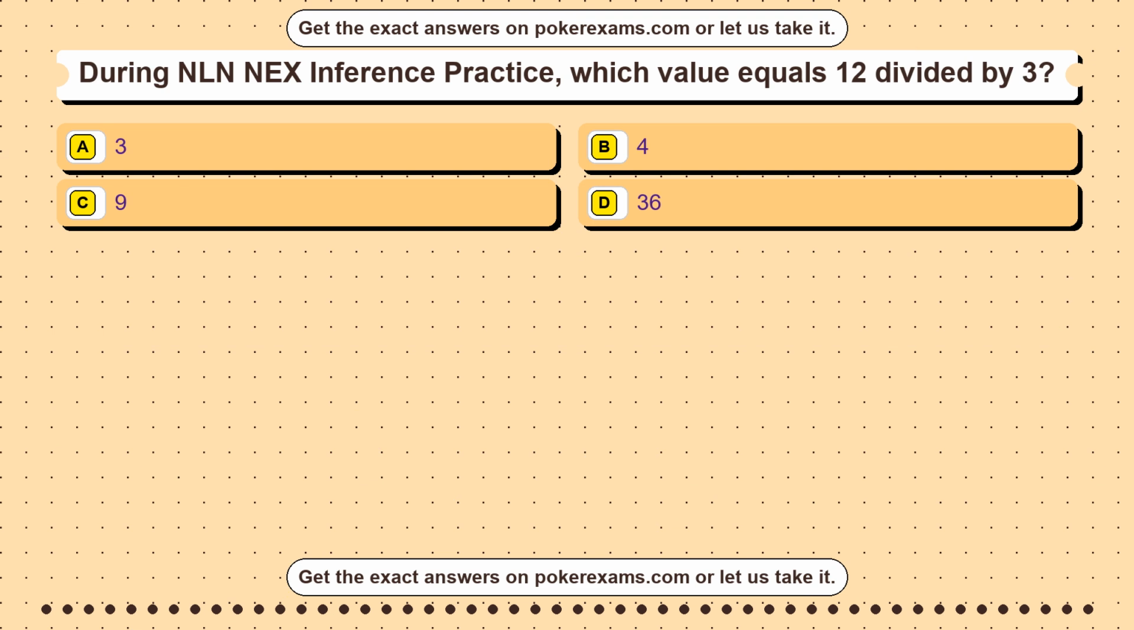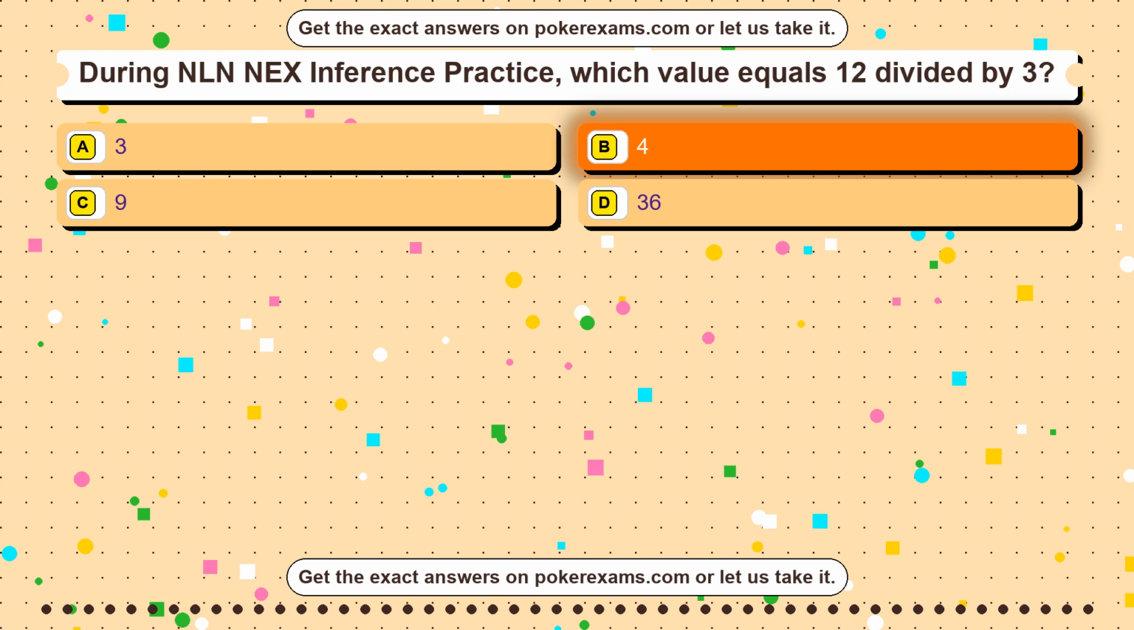Question 41. During get graphs and data practice, which phrase describes a dependent variable? Option A. The outcome measured. Option B. The factor changed. Option C. The control group. Option D. The background reading. The correct answer is option B.